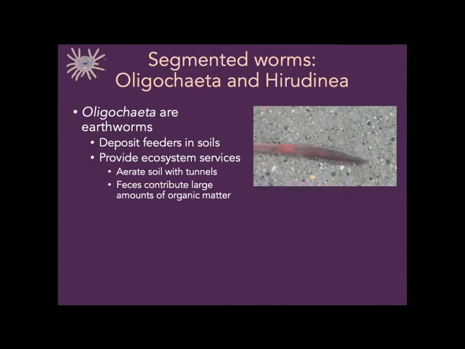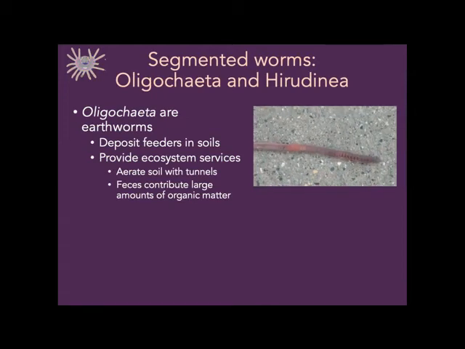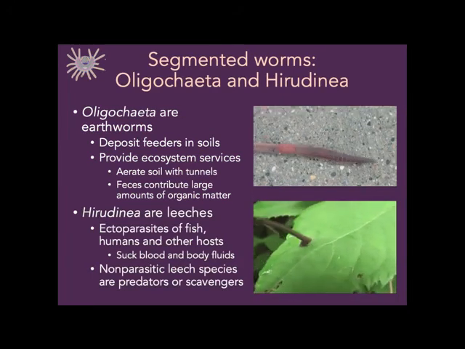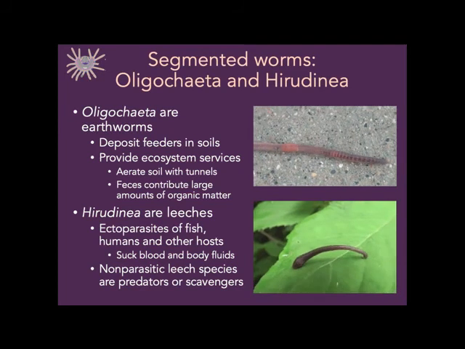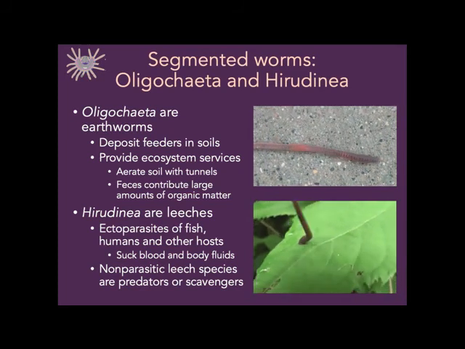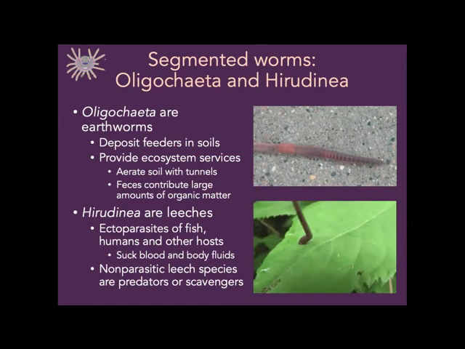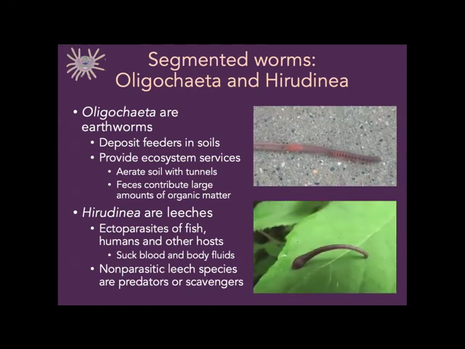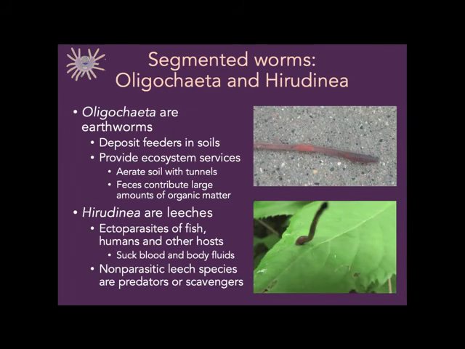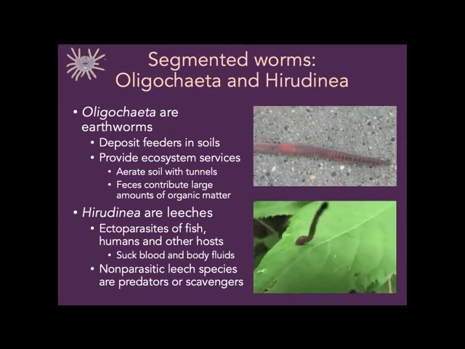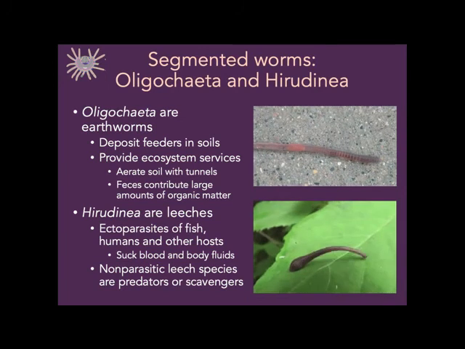And these are ectoparasites of fish and humans, and hosts, and so they kind of latch on, suck blood and bodily fluids. But there are non-parasitic leech species that are predators and scavengers. So if you look at the leech, one thing you can see is that even though internally they don't necessarily have the degree of segmentation that you see in an oligochaete or a polychaete, they still have all the lines on the outside that let you know that they're related to the oligochaetes and polychaetes.